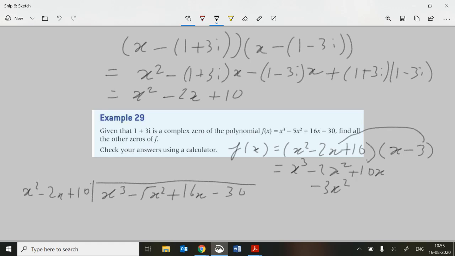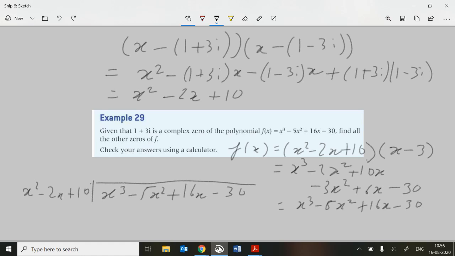We're getting minus 3 times minus 2x, so that's giving us plus 6x, and then minus 3 times plus 10 there, giving us minus 30. Add them together, we're getting x cubed minus 5x squared plus 16x and minus 30, which is verifying that this must be our last factor as well.